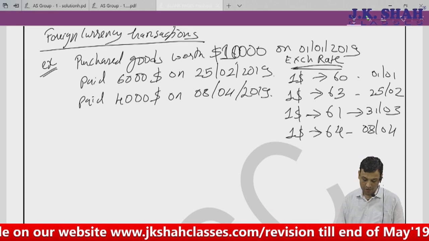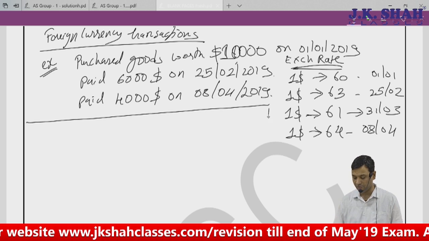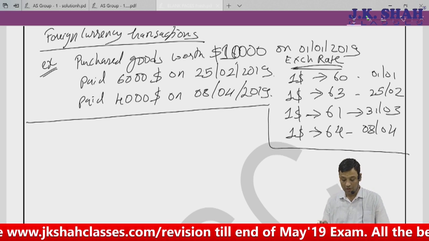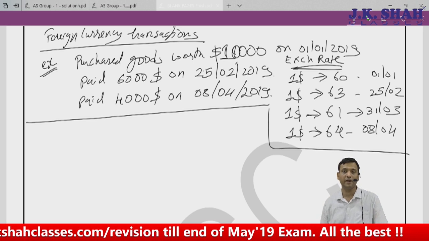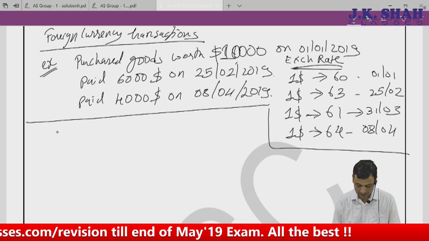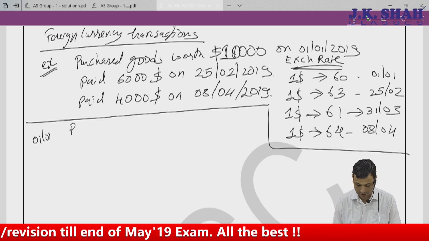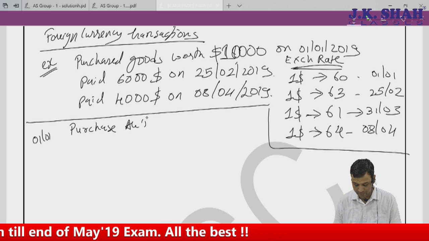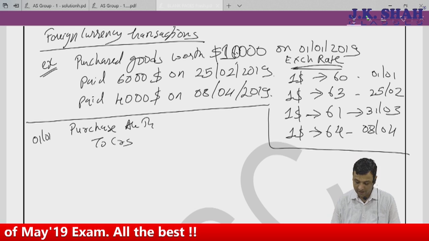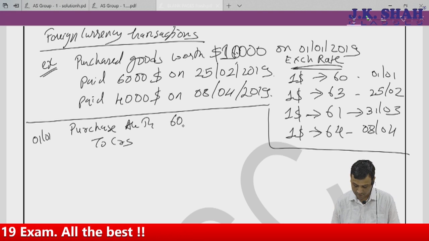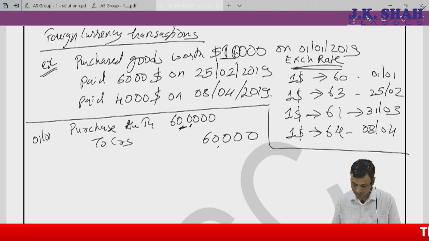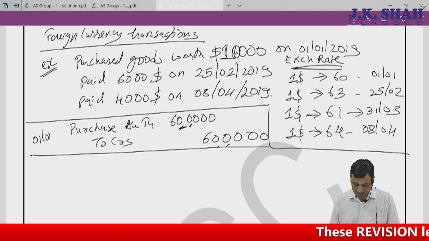Now, because our local currency is rupees, the currency in which we prepare our financial statements is rupees, we are going to convert this transaction and recognize it in Indian rupees. When you purchase goods on 1st of Jan, my entry is purchase account debit, and the creditors who are in foreign currency, 10,000 into 60, which is nothing but 6 lakhs. This is $10,000 into 60 rupees.